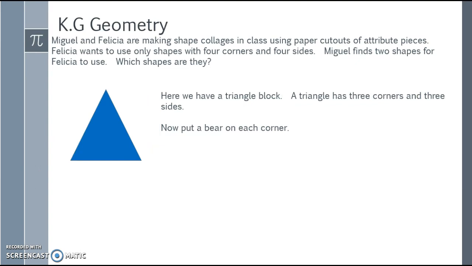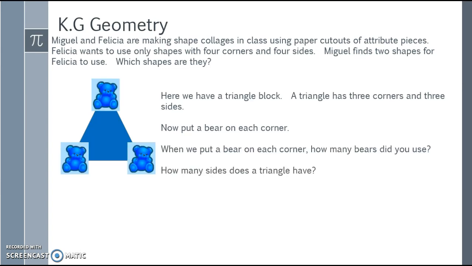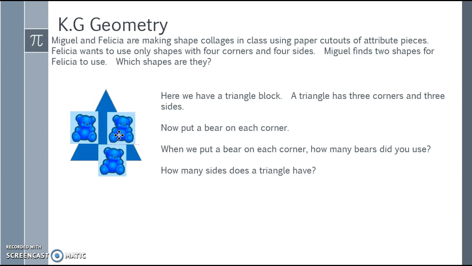Here we have a triangle block. A triangle has 3 corners and 3 sides. Let's put a bear on each corner. When we put a bear on each corner, how many bears did we use? We can count them. 1, 2, 3. So a triangle has 3 corners. How many sides does a triangle have? I could move my bear to the sides here, and I see that we have 1, 2, 3 sides.